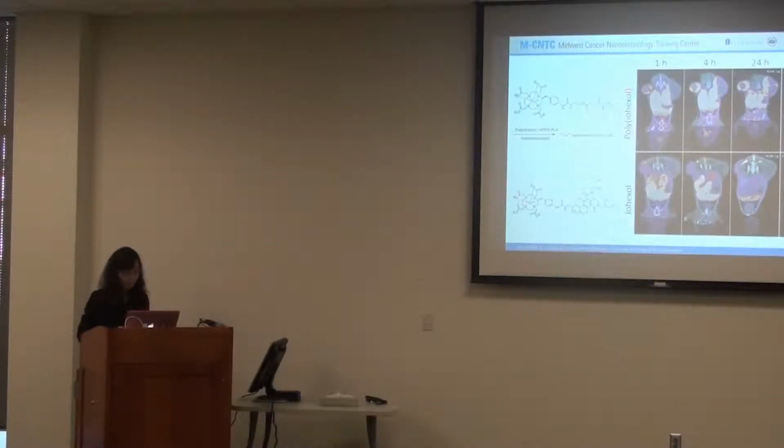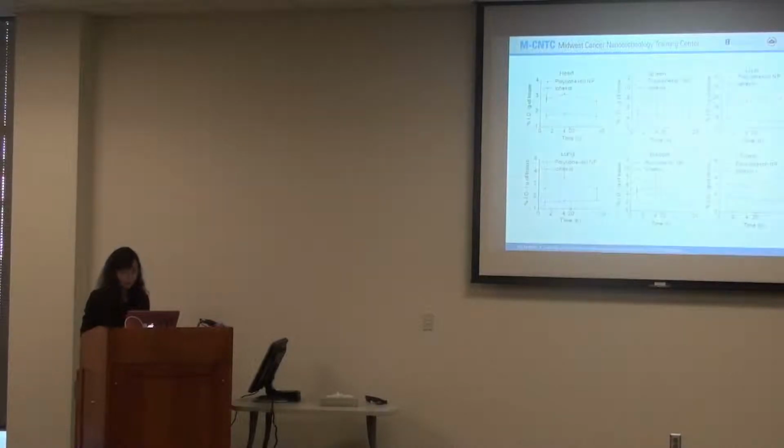By doing that, we use copper-64 to label both systems. Here I just show the final structure to show how to label them. And then by taking advantage of the PET-CT, we can show the accumulation of the nanoparticles and the small molecules in the mice at different time points. Here are the tumors. We can see that compared to these small molecules, nanoparticles show very good accumulation in the tumor regions, presumably because of the EPR effect.